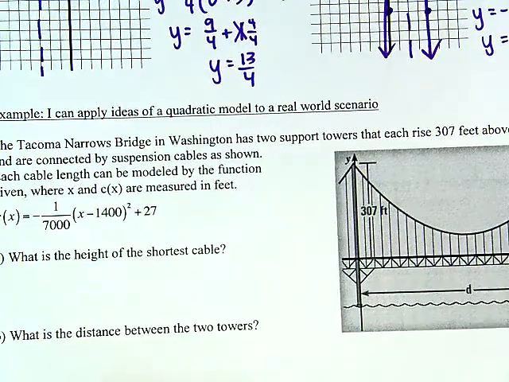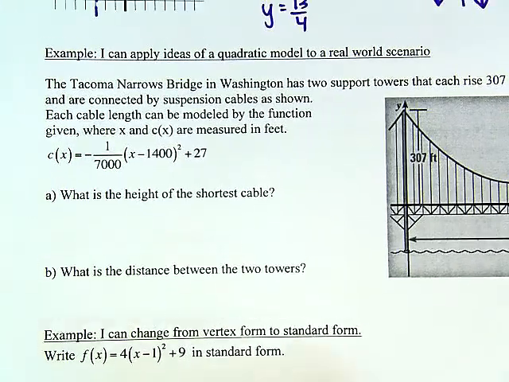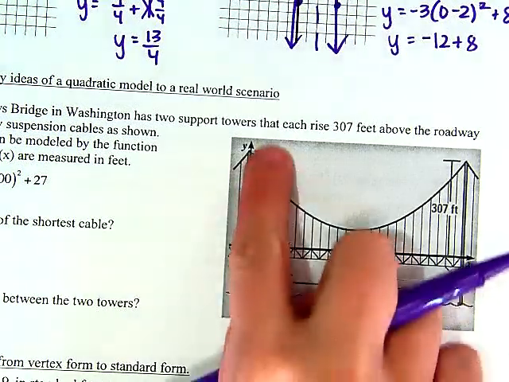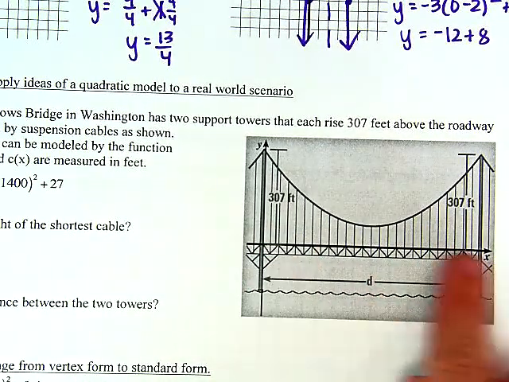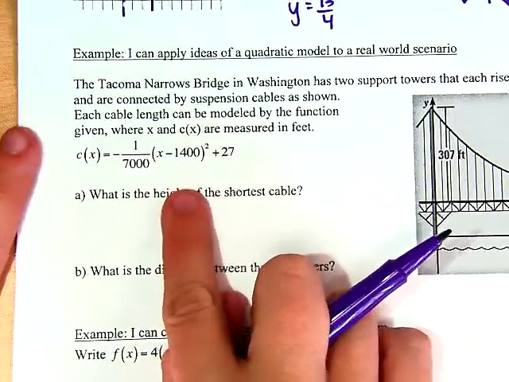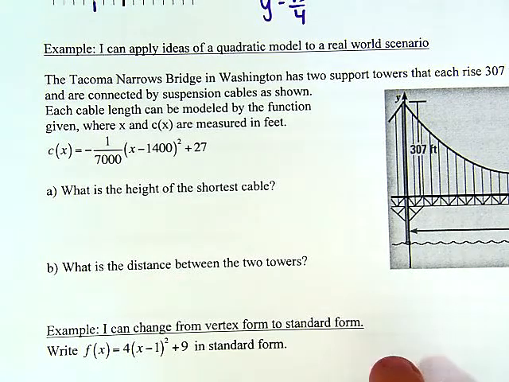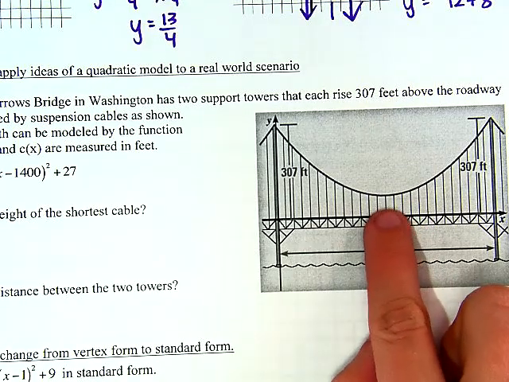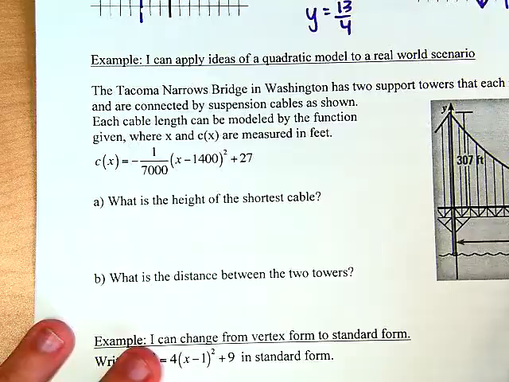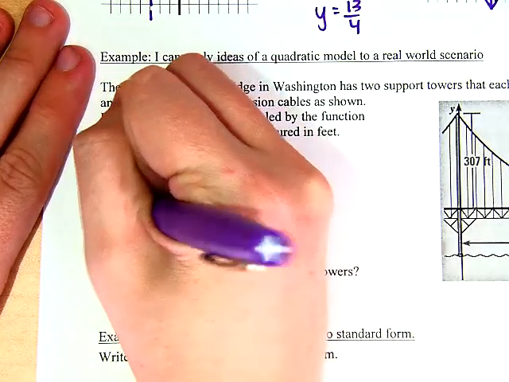Okay, one more, or two more. The Tacoma Narrows Bridge in Washington has 2 support towers that each rise 307 feet above the roadway and are connected by suspension cables as shown. So you can see in this picture, it's 307 feet above on this side and on this side. And what we're going to look for is this distance. And it gives me my nice equation over here. What is the height of the shortest cable? So I'm looking for this middle one. What do we call the middle where it's the shortest? That would be my minimum that I'm looking for.